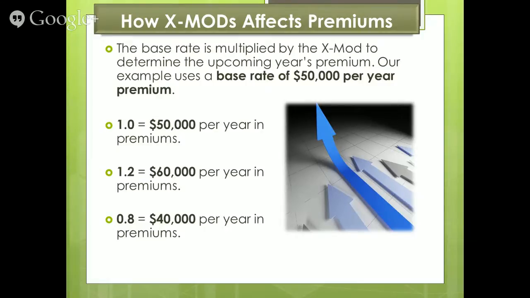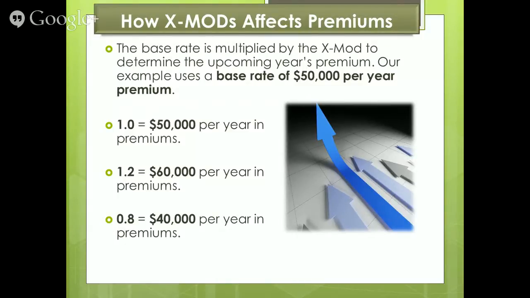Exactly. As the numbers get even higher or lower, we see companies all the time with XMods much higher than 1.2, and it gets pretty significant in the amount of extra dollars, basically cash in the trash, that you're paying towards your workers' comp premiums.